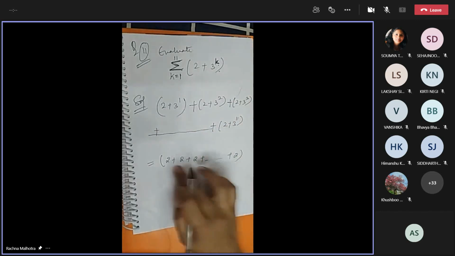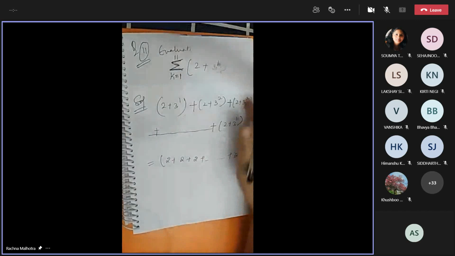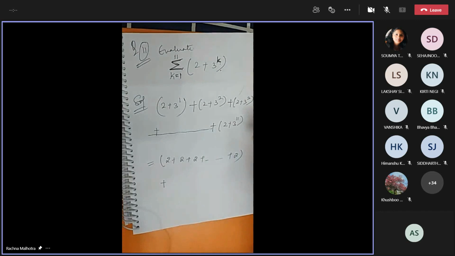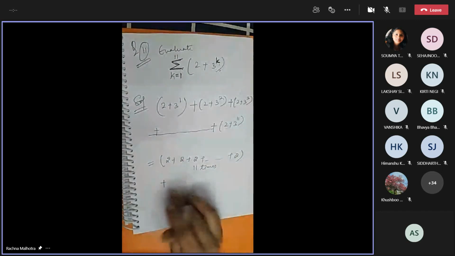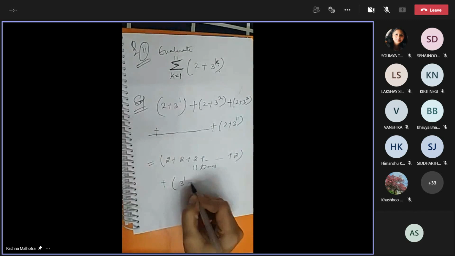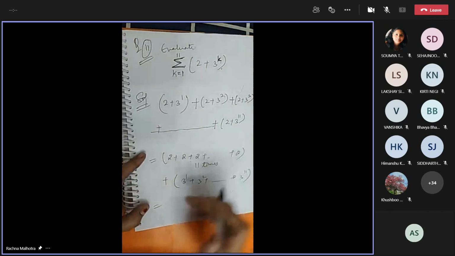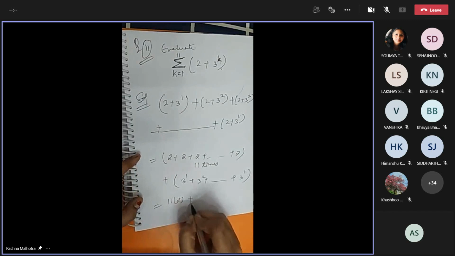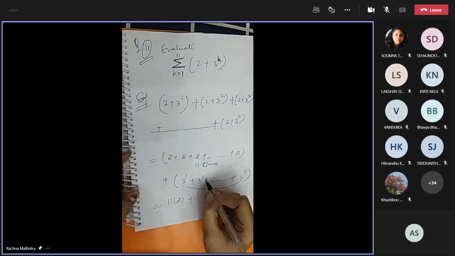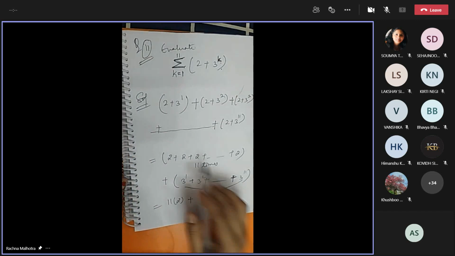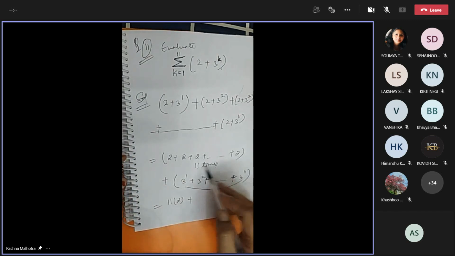Okay, how many terms are there now? Please tell me, how many times is this 2 appearing here? 11 times. 1, 2, 3. This is 11 times. And what about this 3 to the power? 1, 2, and the last is 3 to the power 11. Now you just add it. If we are adding 2 eleven times, it will be 11 into 2, that is 22. And what about this one? Please tell me, is it forming AP, GP, or something else?